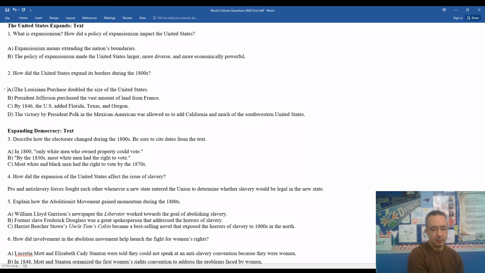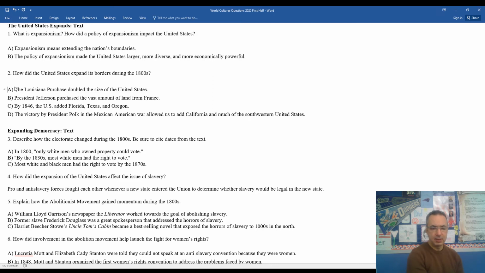1800s. It was actually purchased from Napoleon Bonaparte's government when Napoleon was still the Emperor of France, and Napoleon was kind of distracted by the ongoing events in Europe. He didn't want to continue to commit French resources to securing the borders here in the United States.